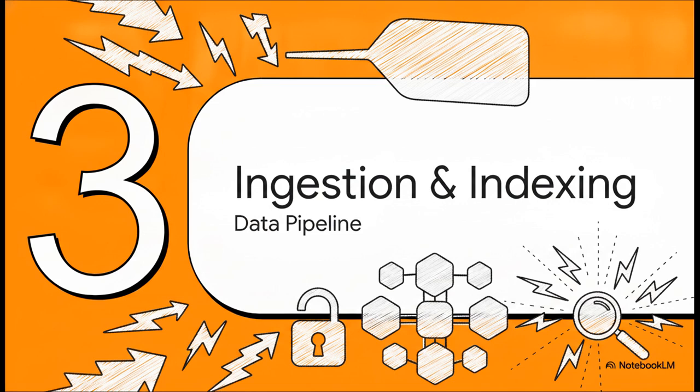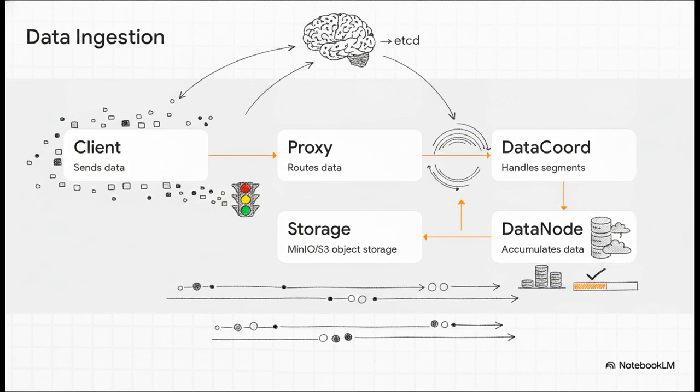Next up, Section 3, ingestion and indexing. Let's look at the data pipeline. It's really a beautifully sequential flow. The client sends the data, which hits our traffic cop, the proxy. From there, the DataCoord takes over and routes it straight down to the data nodes, where it accumulates in growing segments. Once a segment is full, it gets sealed and safely flushed to object storage, like Minio or S3. Throughout this whole ingestion process, metadata is updating in etcd, and the system relies on message streaming through Pulsar or Kafka. This completely decouples the storage from the initial compute.